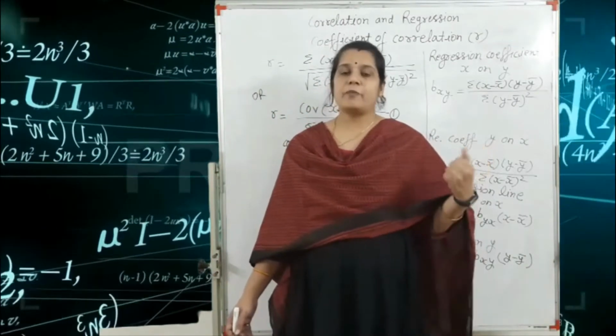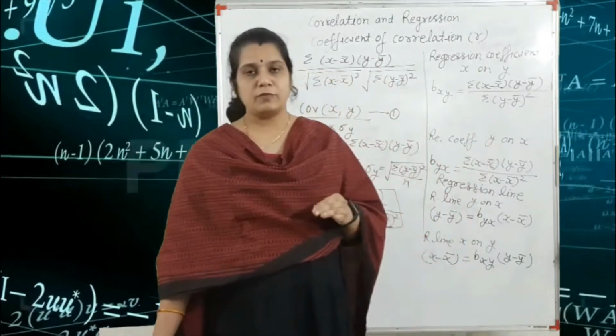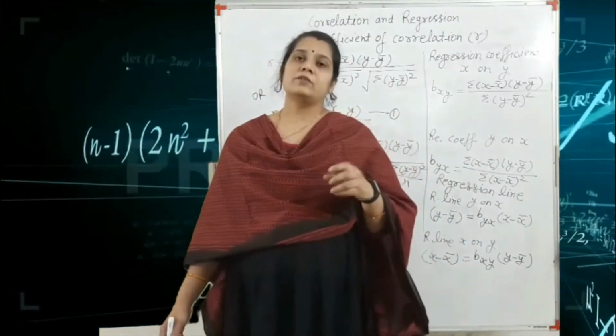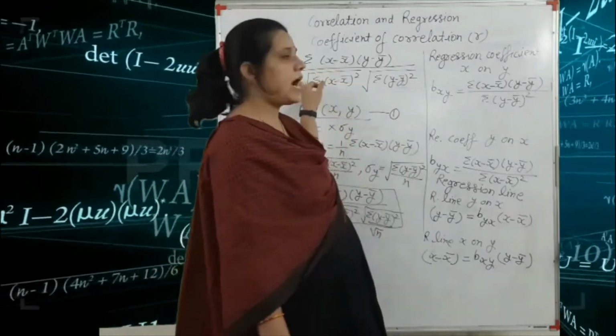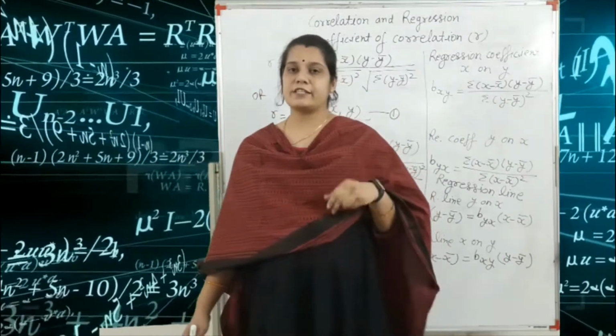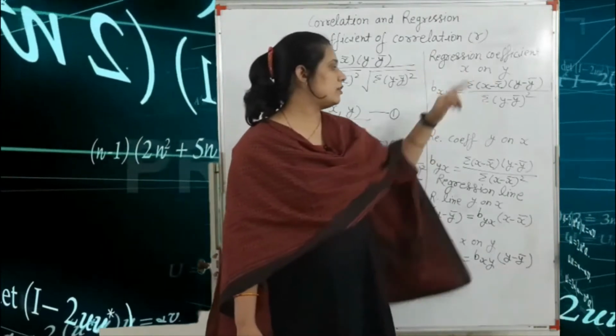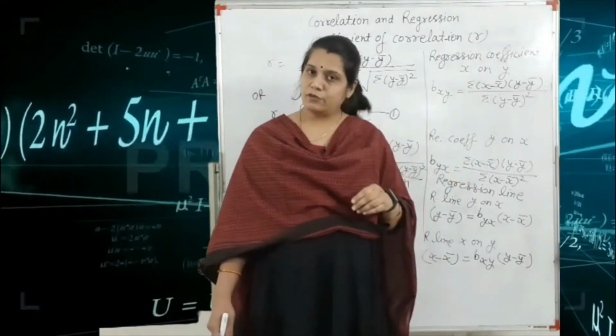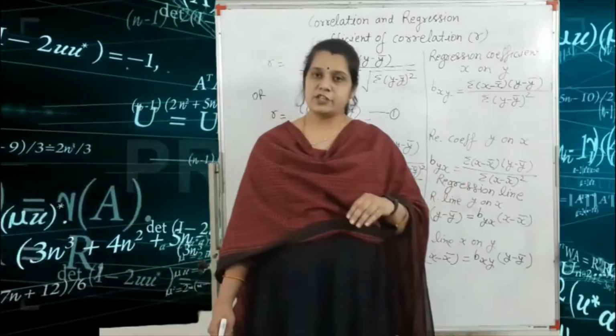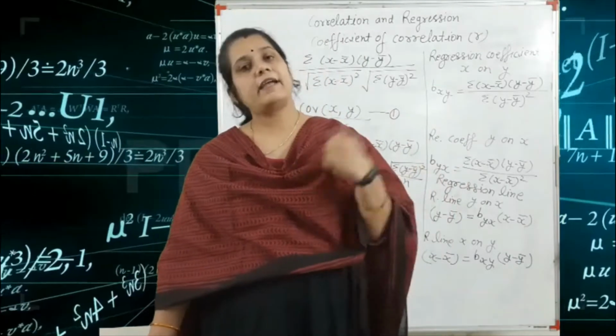So these two formulas depend on the regression line x on y and y on x. In this topic, we have five types of formula. First one is the correlation coefficient, that means r. Next is the regression coefficient, two types, x on y and y on x. And two types of the regression line, y on x and x on y.